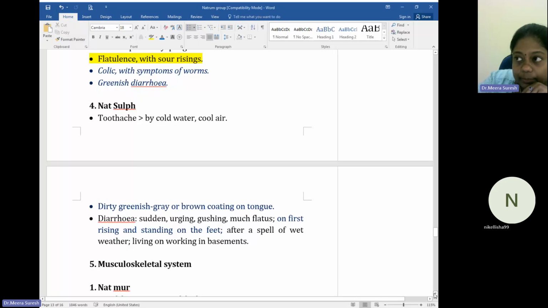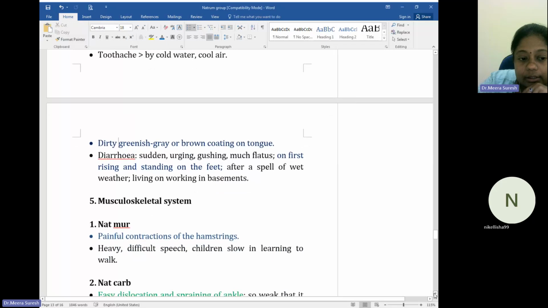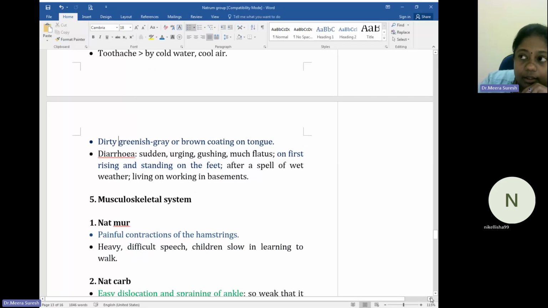So Natrum phos has that yellow colored or creamy colored or golden colored tongue, and if it is dark, dirty, it will be Natrum sulph, and if it is a matte tongue, that is Natrum mur. And in Natrum mur, there is constipation. In Natrum phos, there are acidic complaints, flatulent complaints, diarrhea, which is greenish in nature. And in case of Natrum sulph, it is because of the cold exposure. So liver complaints will be there, and hence the dark stool and diarrhea. There is sudden urging, gushing, much flatus, and so on.